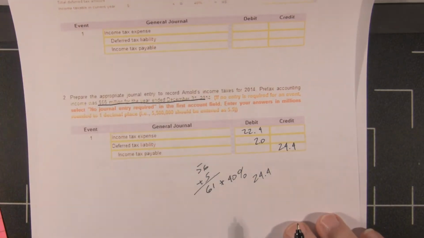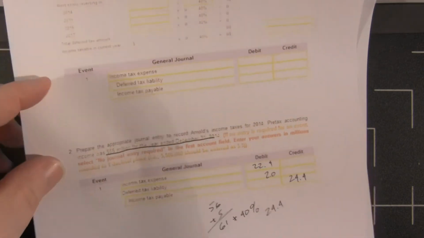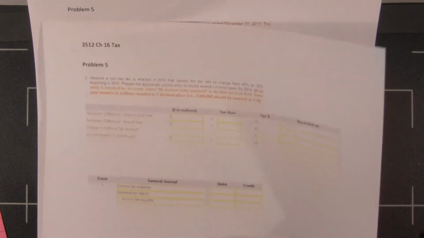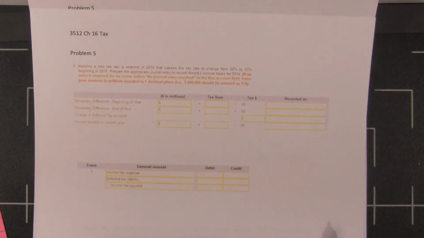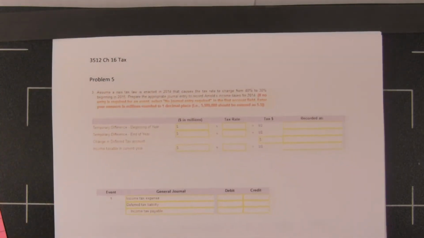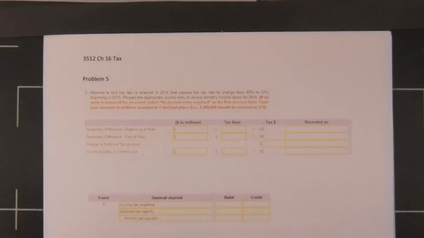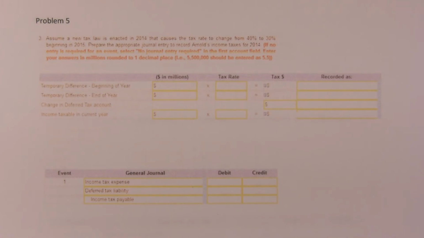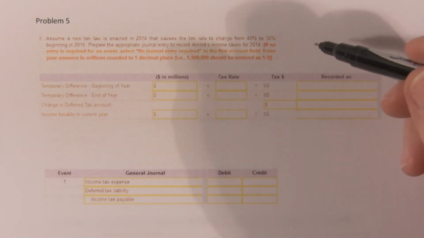Now, the last scenario it gives us, it says, but wait, there's more. Suppose that a new tax rate was enacted in 2014. Let me bring this in a little bit for you. New tax rate was enacted in 2014 that causes the tax rate to change from 40% to 30% beginning in 2014.